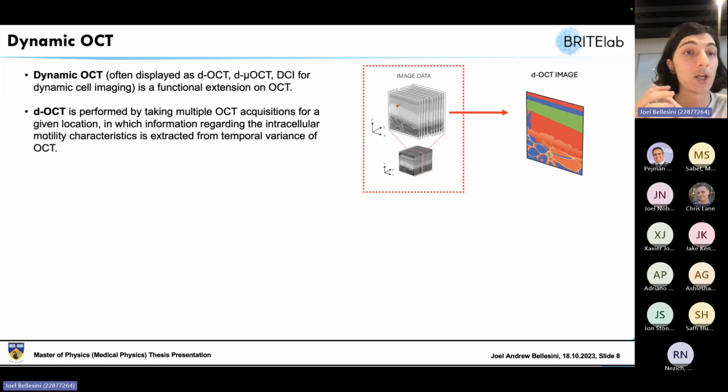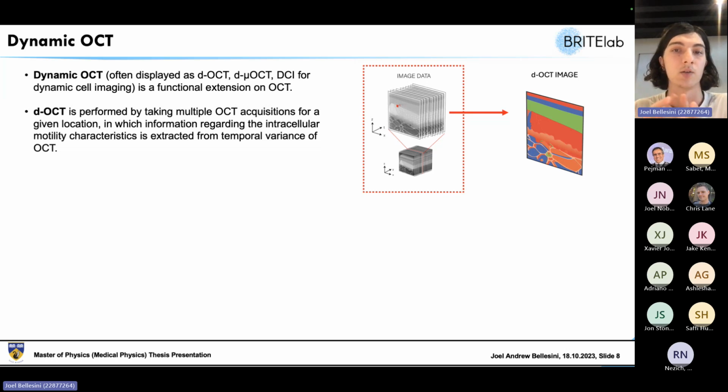So I'm introducing dynamic OCT as another functional extension on OCT. Dynamic OCT is performed by taking multiple OCT acquisitions at a given location over a given time frame, in which information regarding the intracellular motion of the tissue being scanned is then extracted from temporal variance in the OCT signal. In doing so, there is no loss of image resolution or induced hardware requirement.